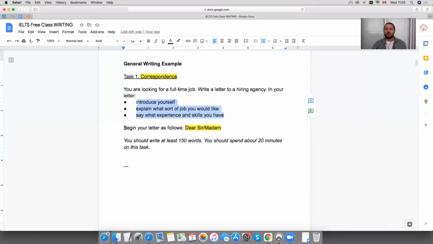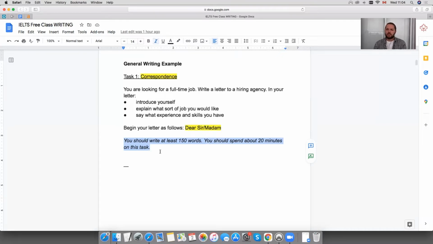We also need to begin the letter exactly as they suggested. And let's talk about this important information. When they say you should write at least 150 words, the reason for that is that if you write less words, you're going to lose points. If you write more words, it's no problem.